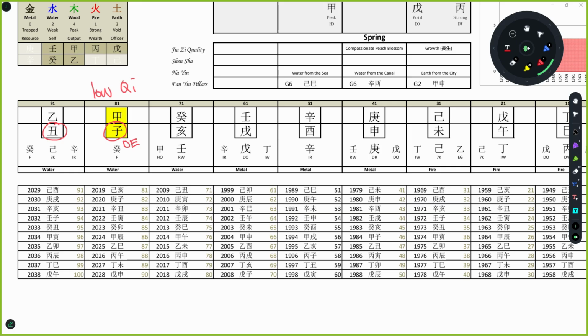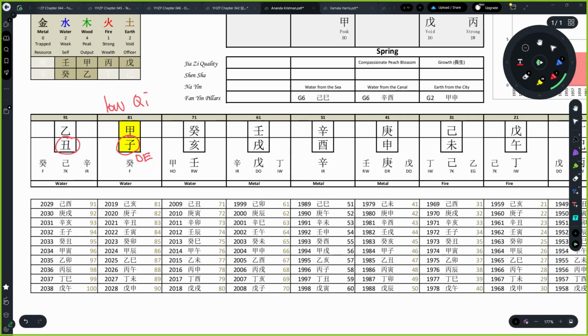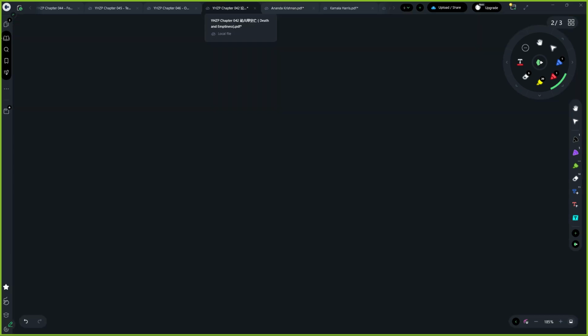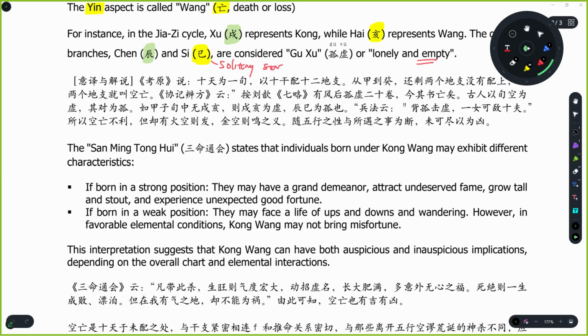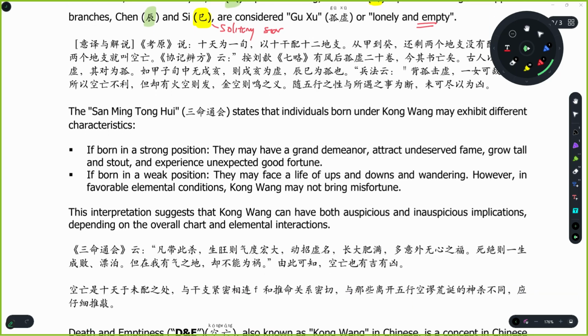Now of course, the words death and emptiness sound negative, but actually it is contextual. It depends on whether that element would be useful to you or otherwise. If it is useful, then it can be good. So this is where we consider what happens when individuals are born under death and emptiness. If it is born in a strong position, let's consider that death and emptiness is favorable. Yes, death and emptiness can be favorable.